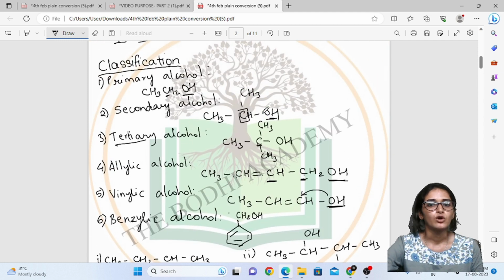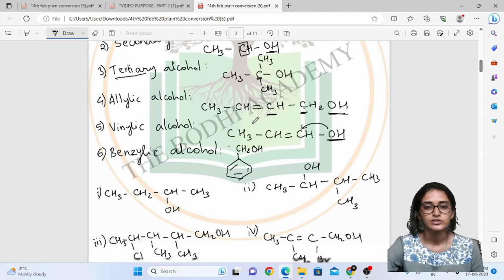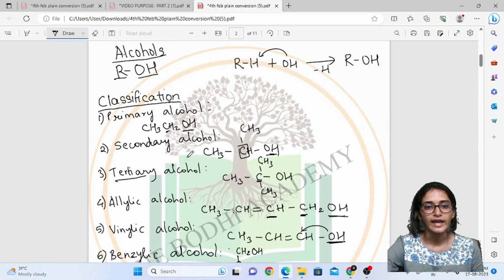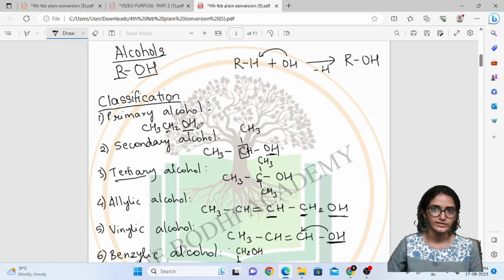Now we have not started with the nomenclature, that we will see now. I have already written the types of alcohols, that is primary, secondary, tertiary.